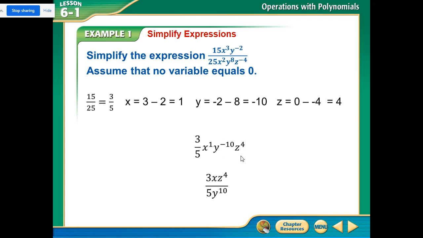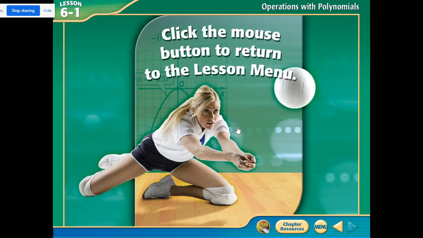Now I need to go ahead and write this correctly. This y to the negative 10th is going to go down to the denominator. I already have a 5 in the denominator, so those two are going to go together. The 3 is in the numerator, and these other things are going to go with it. So 3x, again, I don't have to write x to the 1st, z to the 4th, over the 5, y to the 10th. That's what I have for you today.